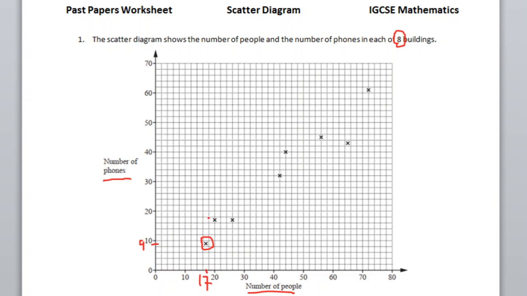And what is this one telling us? That in a building of 20 people we have 17 phones, right? So using this graph, a relationship is being established between the number of people in a building and the number of phones those people have.